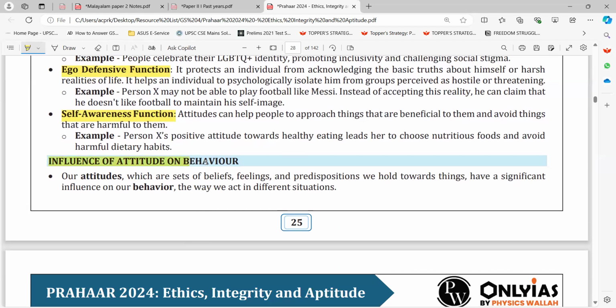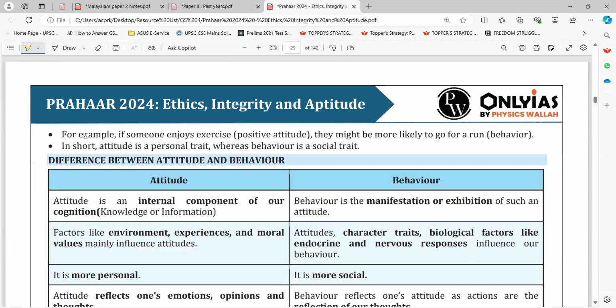Influence of attitudes on behavior. Our attitudes, which are a set of beliefs, feelings, and predispositions we hold towards things, have a significant influence on our behavior, the way we act in different situations. For example, if someone enjoys exercise, a positive attitude, they might be more likely to go for a run. That is behavior. In short, attitude is a personal trait, whereas behavior is a social trait.